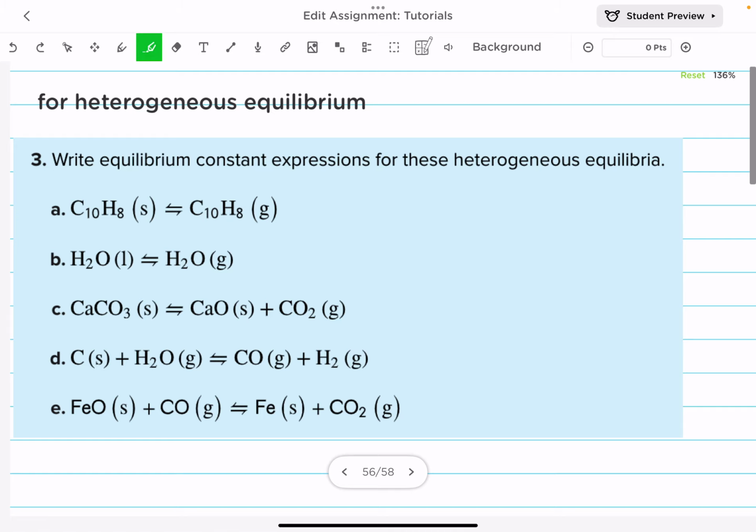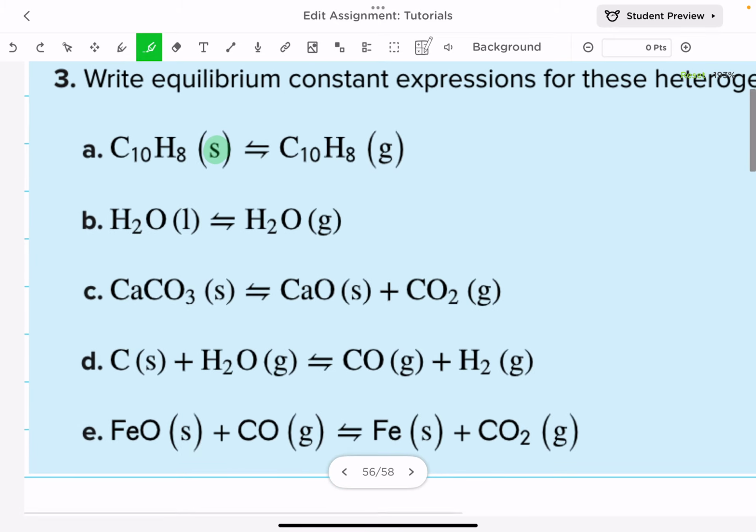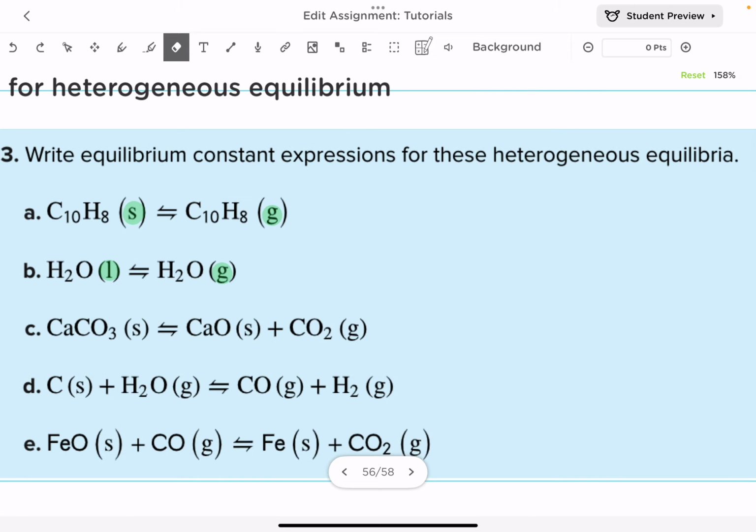And what do I mean by a heterogeneous? If you notice here, the reactant and product don't have the same physical state. One is gas, one is solid, not the same. One is gas, one is liquid. Solid and gas. Solid, gas, solid, and gas. So here, I don't have the same physical state in every system at equilibrium. So I call this system heterogeneous equilibrium.